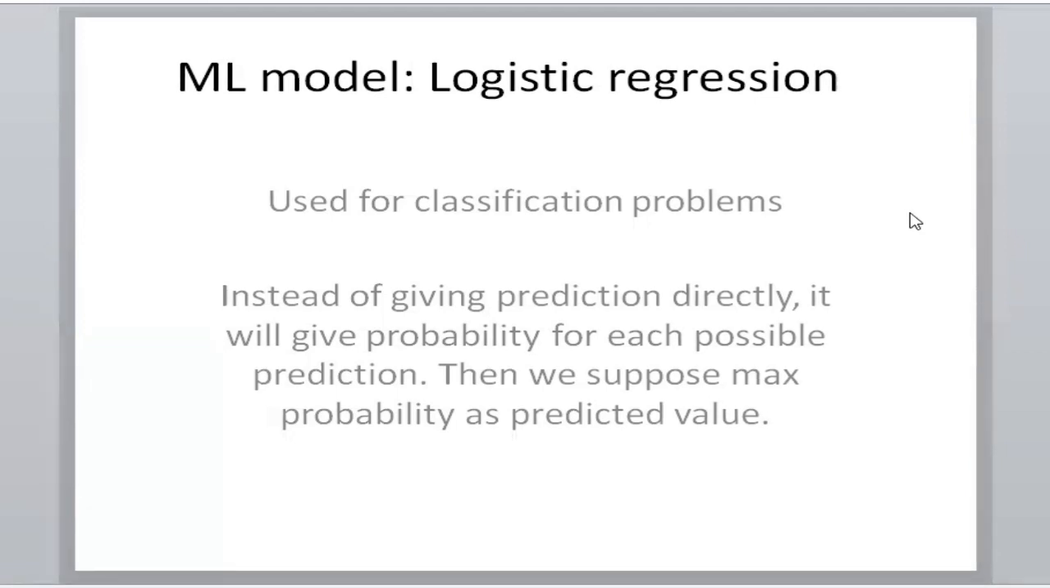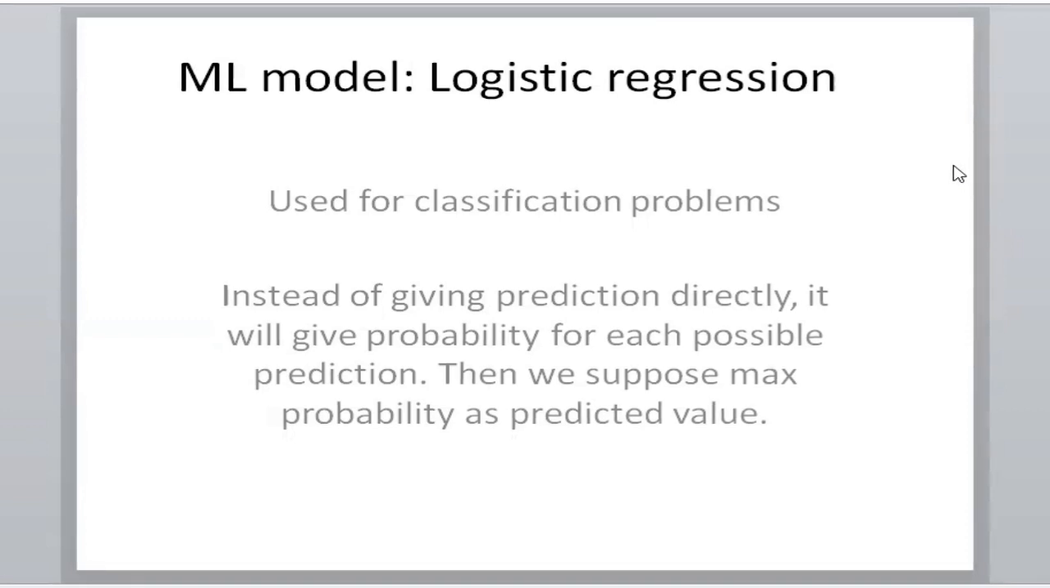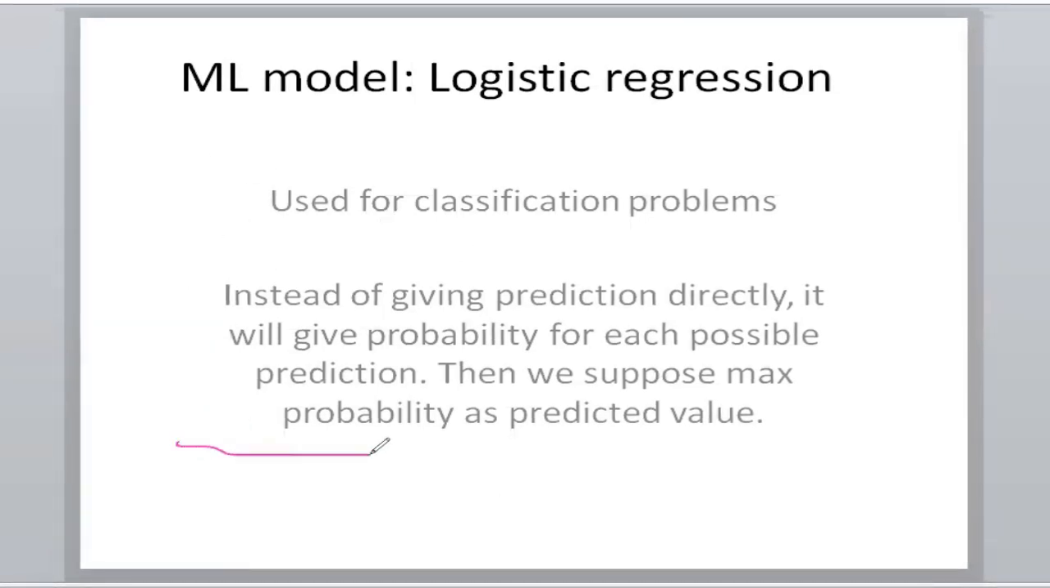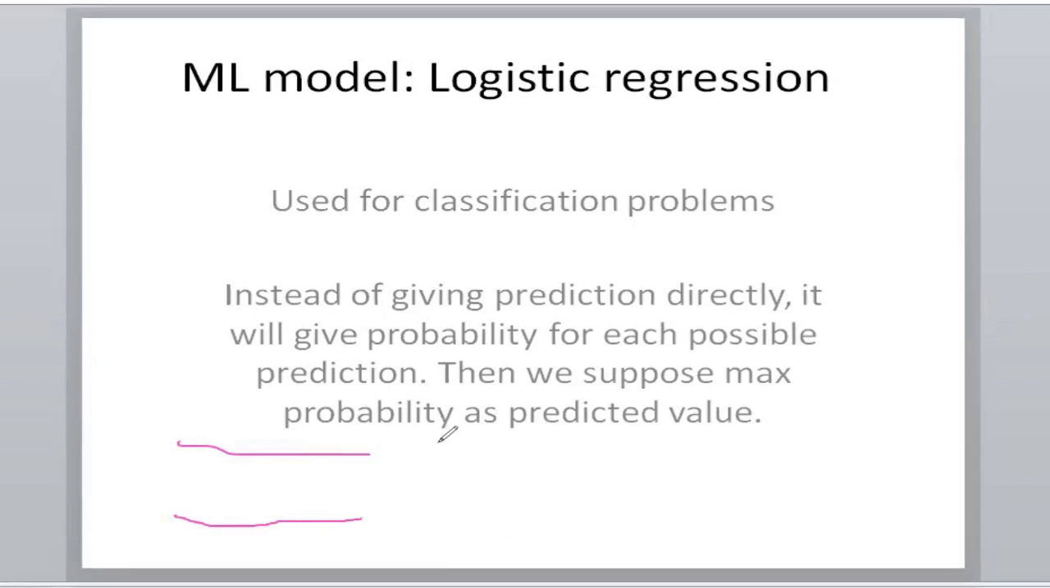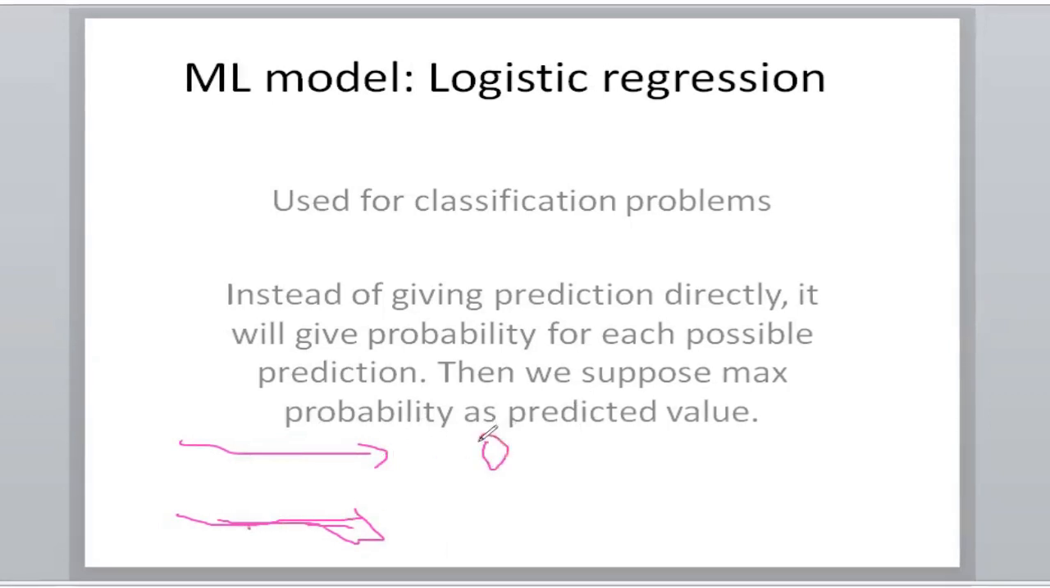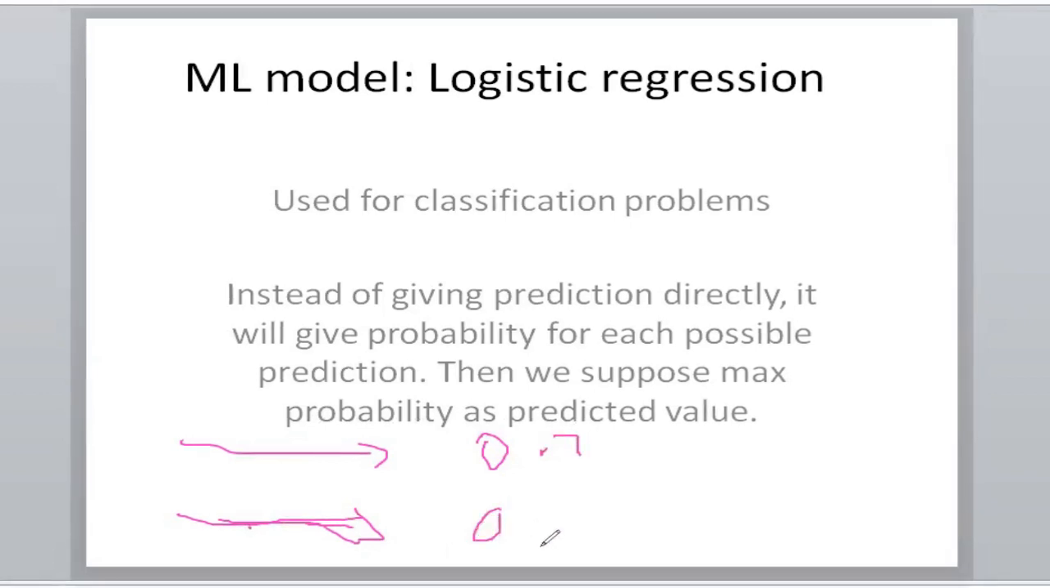It will not directly tell us whether it is a patient of diabetes or he is not. It will give me the probability for each of the possible values. What I am trying to say is, let's say here is the probability that he is a patient and here is the probability that he is not a patient. Remember, the probability is out of 1. So for he is a patient, our model can say 0.7, and for he is not a patient, our model will say 0.3.